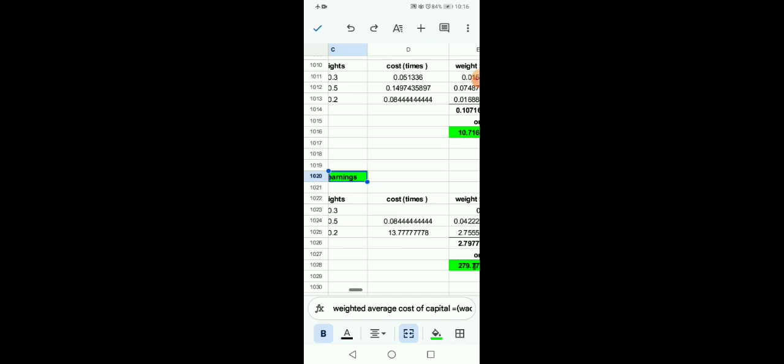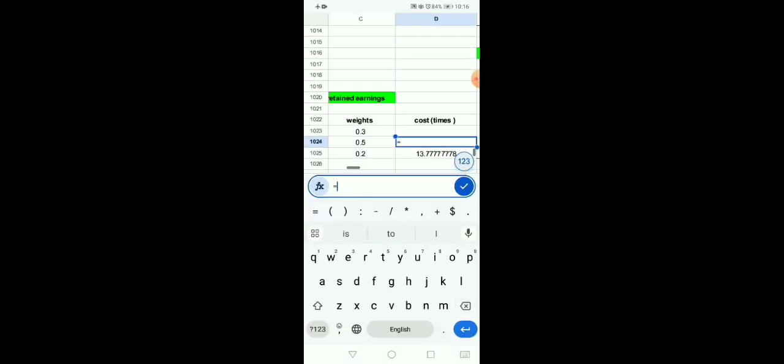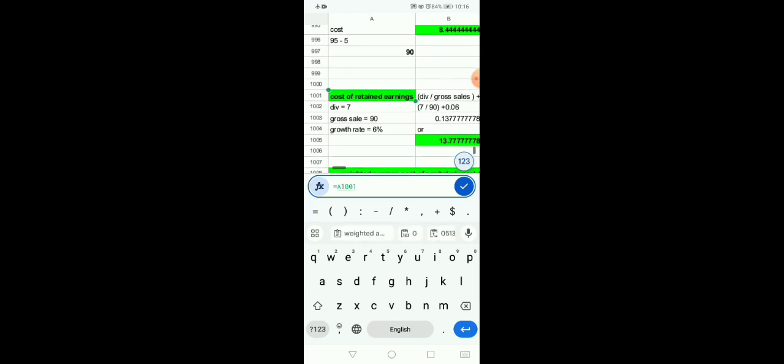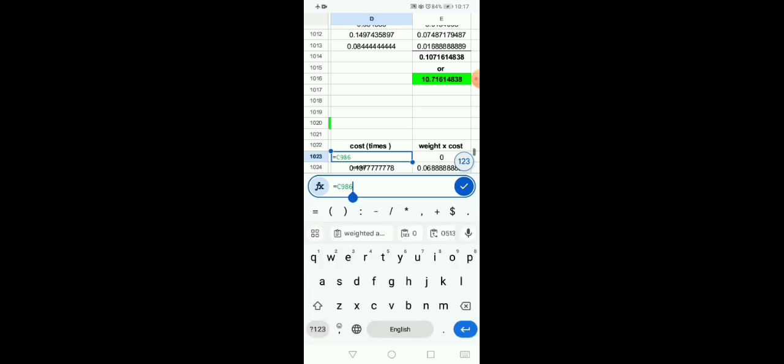Now you need to change the cost of retained earnings. Here we have calculated the cost of retained earnings. We will go over here. This is your retained earnings. There are two answers. One answer is given in terms of percentage, the second answer is given in terms of times. So you will put it in terms of times. And the cost of debt was deleted, don't know how, so you will put the cost of debt again.